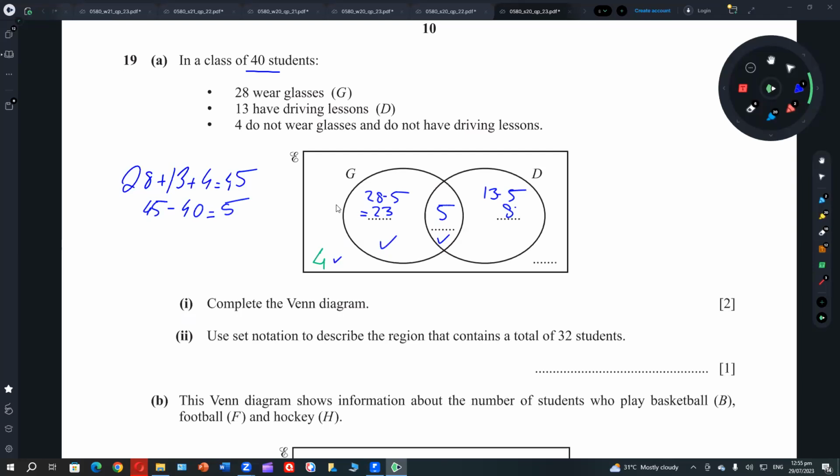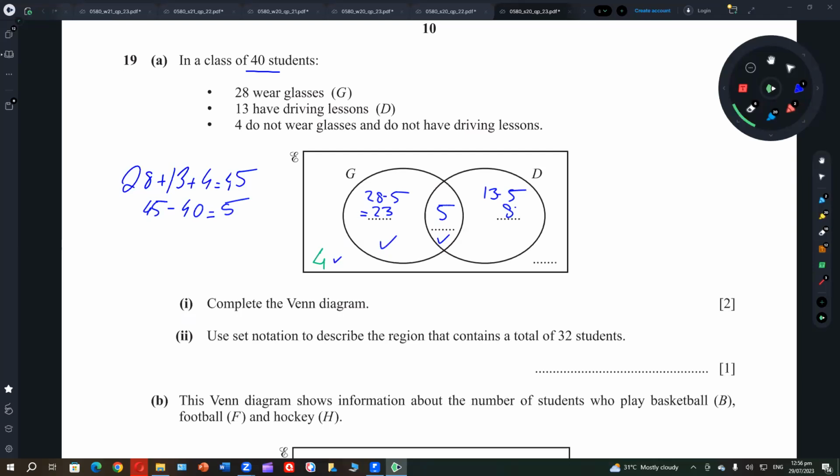If we leave D and shade everything else, it will be 32. So should I stop at D prime? D prime means everything outside D, so that will be 23 plus 4. No, D prime is wrong because then it will be 27. If I leave D and add 23 and 4, I will get 27.